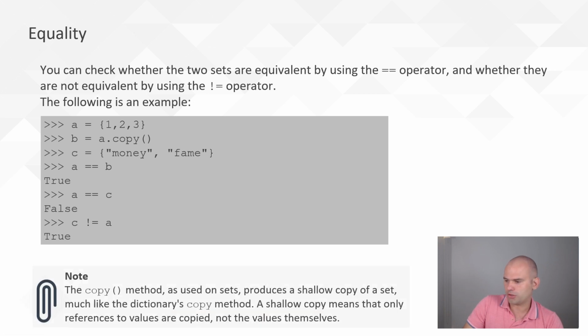So one quick note. The copy method, as used on sets, produces a shallow copy of a set, much like a dictionary's copy method. A shallow copy means that only references to values are copied, not the values themselves. All right.